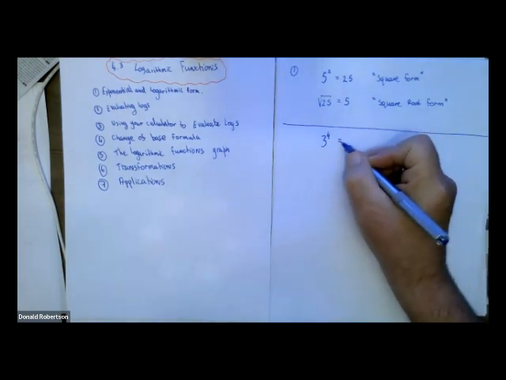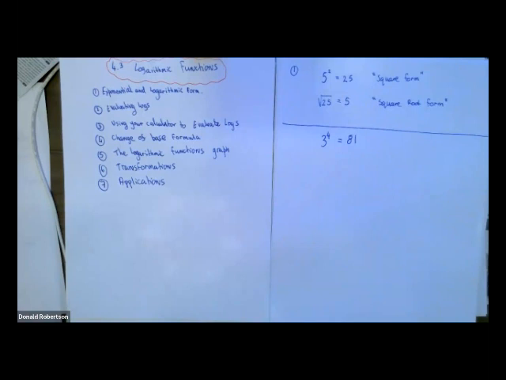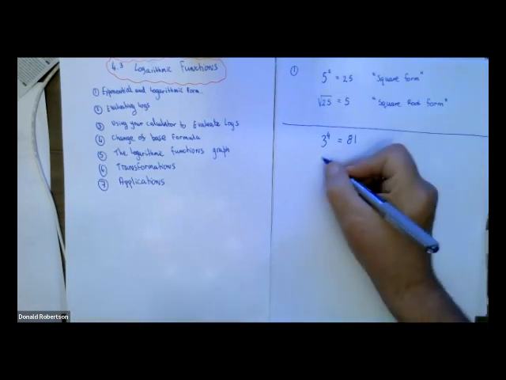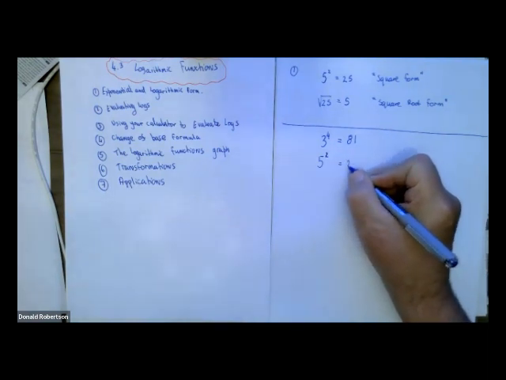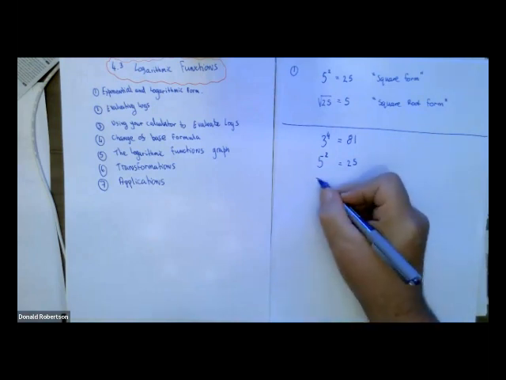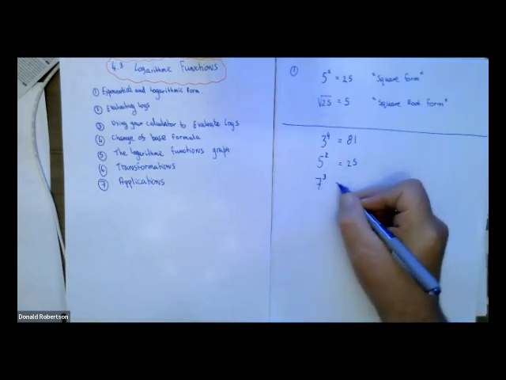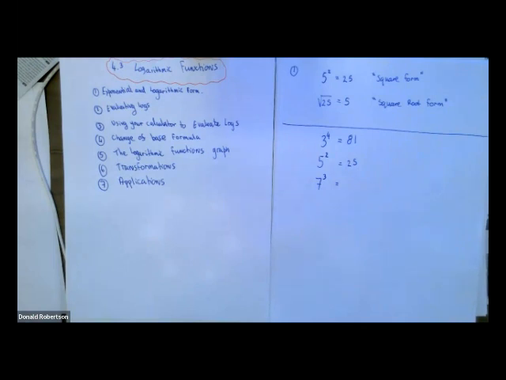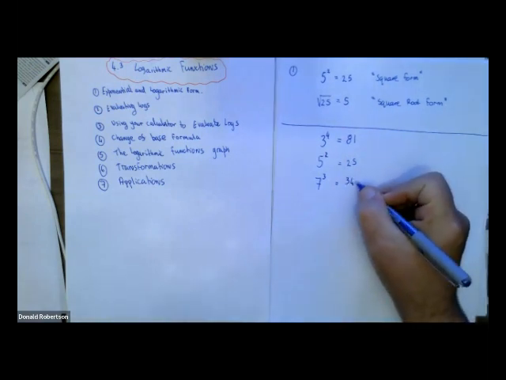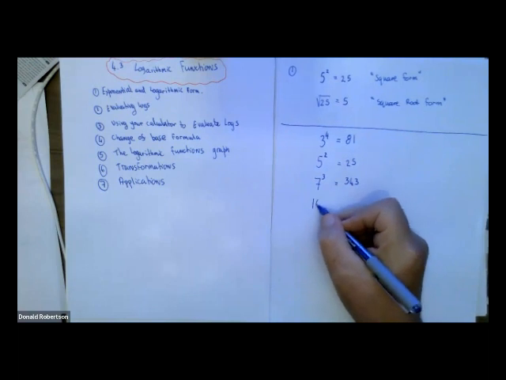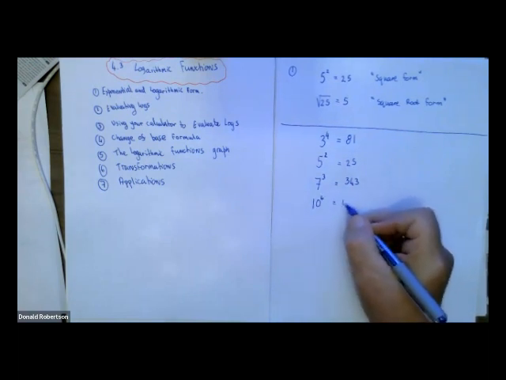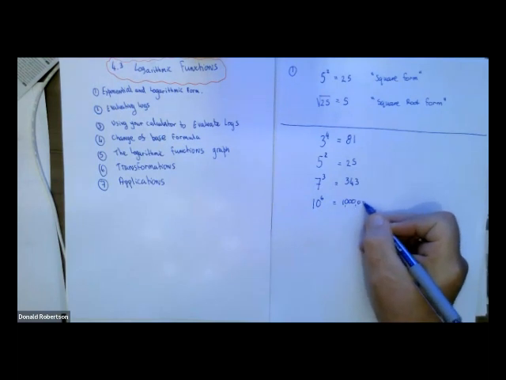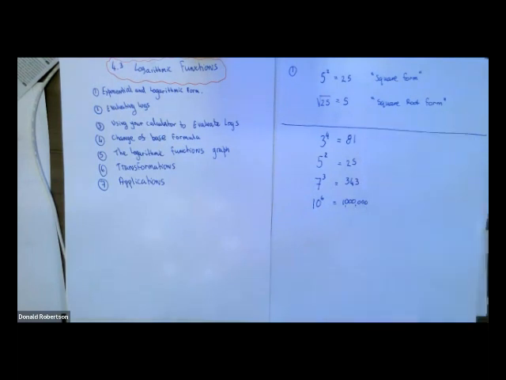3 to the power of 4 is 81. That's its exponential form. 5 to the power of 2 is 25. 7 to the power of 3, I wish I hadn't picked that one now, is... 49 is like 50. 50 times 7 is 350. Knock off 7. 343. Pick an easy one now. 10 to the power of 6 is a million. These are all examples of exponential form.